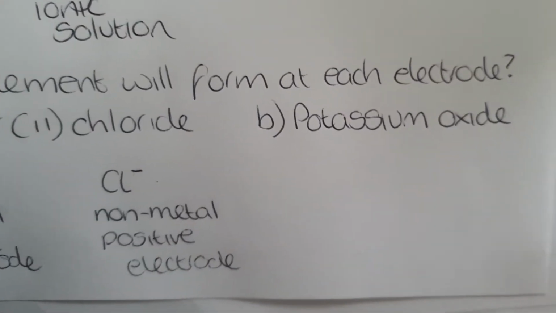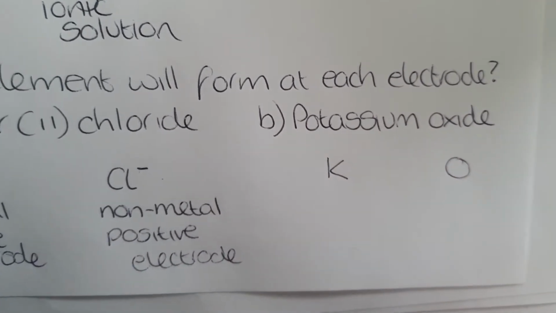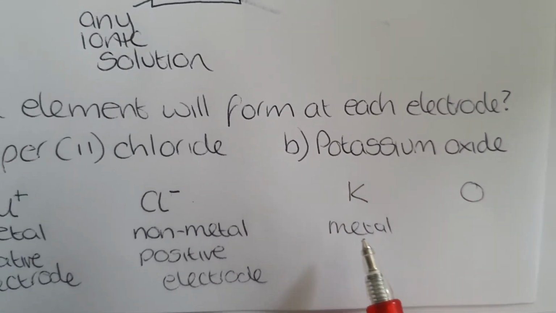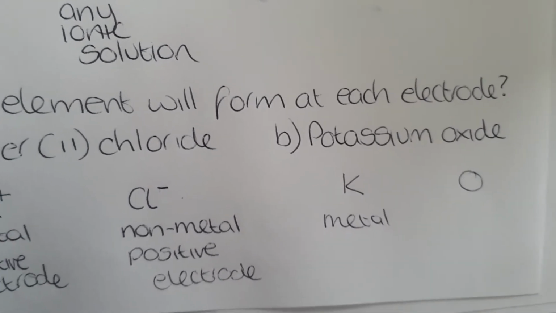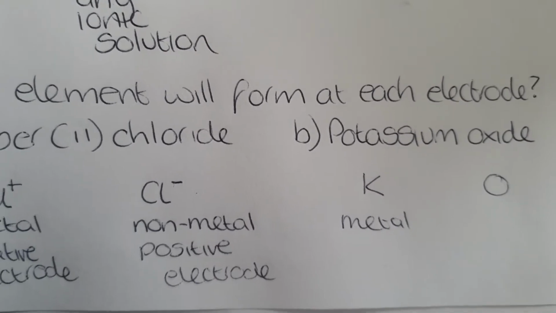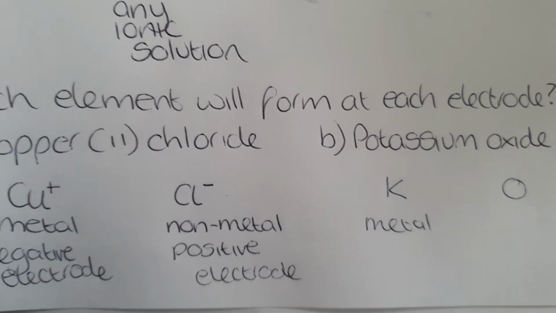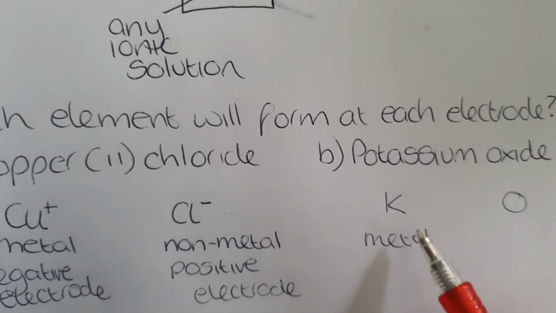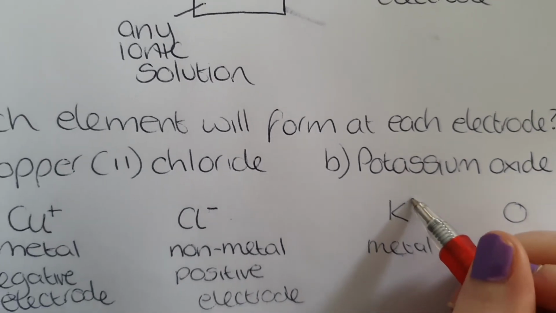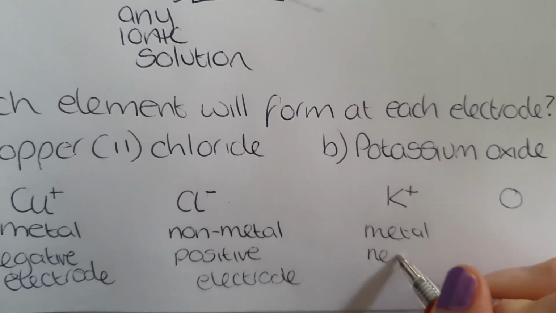So let's take potassium oxide, same idea. Potassium, K, oxygen, O. Potassium's a metal. You would use your data book to decide metal or non-metal. So remember, you've got your staircase. The metals are on the left of the staircase and the non-metals are on the right. That's some key information you would need to be able to work this out. Potassium is on the left of the staircase, so it is a metal. That would make it a positive ion and therefore it would form at the negative electrode.